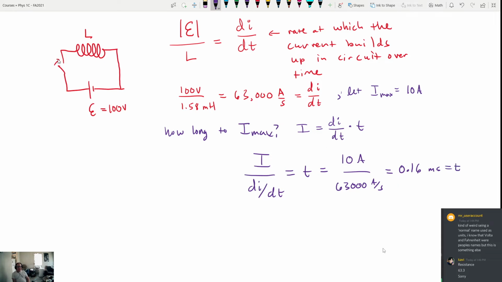So if we close the switch, after 0.16 milliseconds, a time that is almost imperceptible for humans, that's how long it would take for the current to build up. Does that idea make sense?